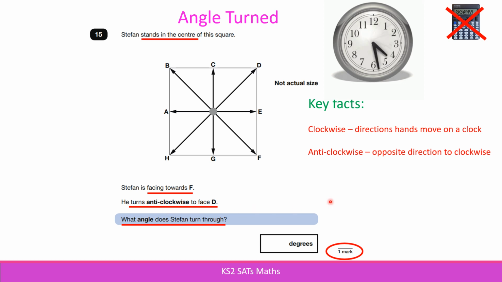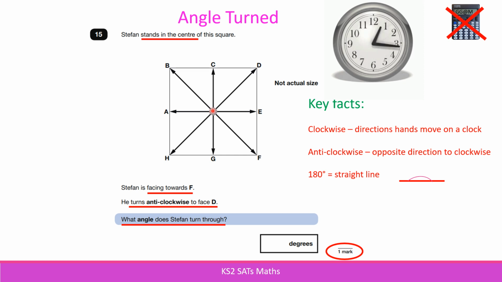But we're actually turning anti-clockwise. So anti-clockwise is the opposite direction to clockwise. So these hands are moving round to the right. If I go round to the left, this is anti-clockwise, going the opposite direction to the hands moving. So that is starting here and going round in this direction. This is anti-clockwise. Now you're starting at F and you've got to end up at the point D. So remember you're stood in the middle and you're going anti-clockwise.